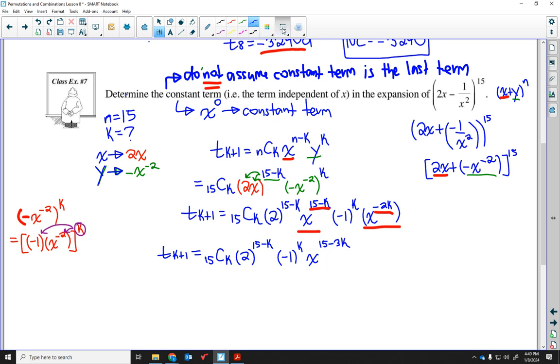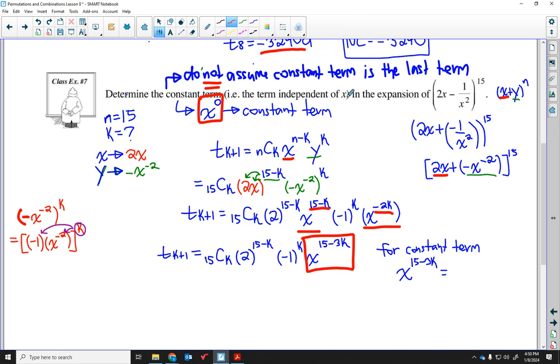So what I need to do now is, for the constant term, I'm going to take the x in my simplified expression for the general term, which is x to the power of 15 minus 3k. And what I need is for x to the power of 15 minus 3k to be equal to x to the power of 0. So I'm going to try to find a value of k that's going to make the exponent on this 0, because if I do that, then the x is going to disappear. And then I have my constant term.